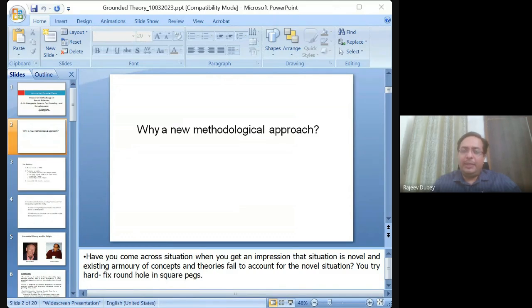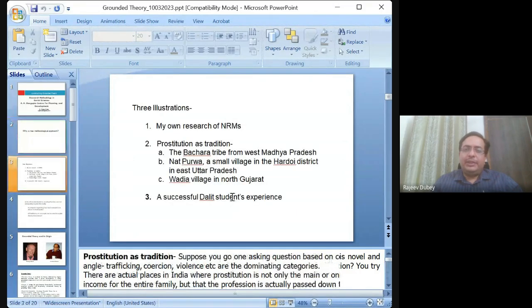In the same vein, I will discuss with you why we need a new methodological approach, where and how far the existing methodological approaches are insufficient to answer those questions, so that we need grounded theory as a new methodological approach to look at social reality. Now let me start with three illustrations, and from these I will enter into grounded theory. These three illustrations will point out the limitations of existing methodological approaches and why they are insufficient to answer these questions, thereby leading to the search for a new methodological approach altogether.